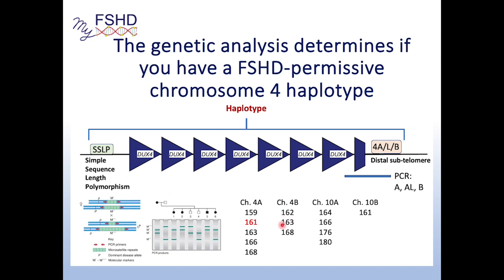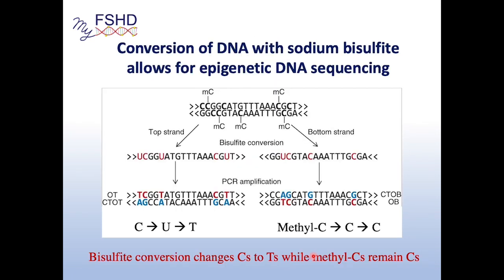Chromosome 4B often is 163 or 168. If we see someone is 4B and has 163s or 168s, we know that they're non-permissive. Okay, so this is all just putting it together to characterize your FSHD region, all right? So then the next test we're going to do is an epigenetic test.